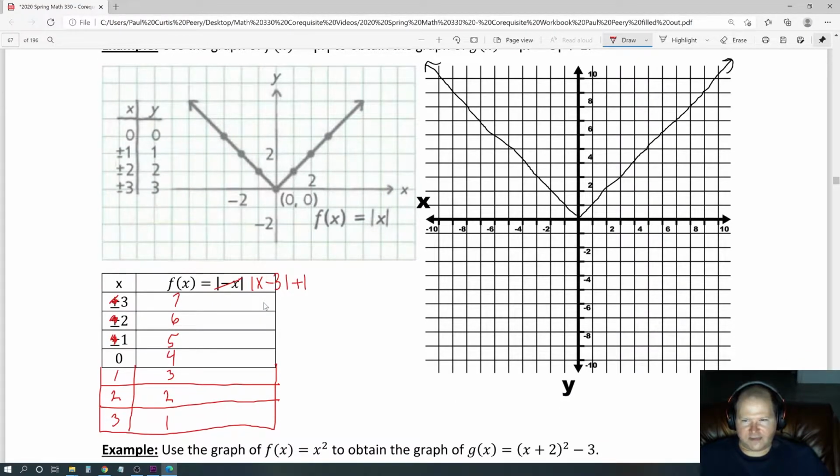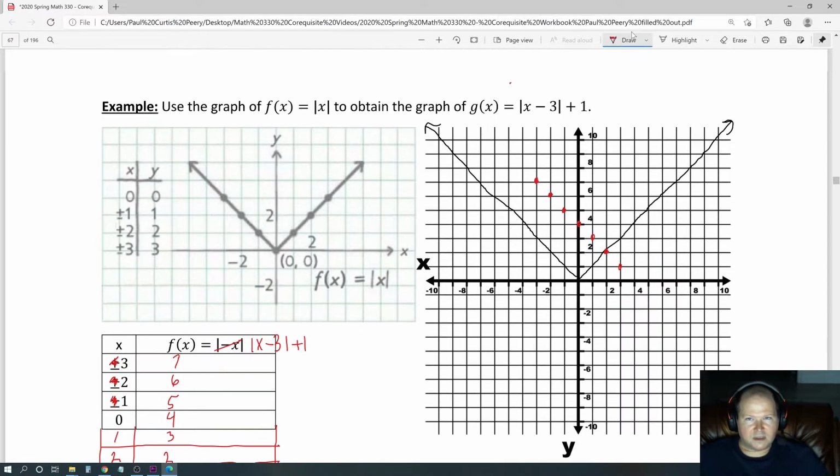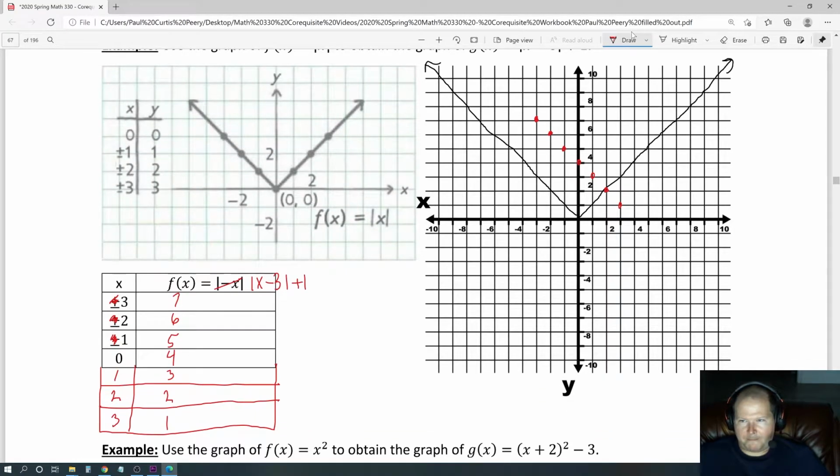So negative 3, positive 7 would be right about there. We would say negative 2, 6. So negative 2, 6 is right there. It's like here, here, here. And if we would have had more points, we would have found this pattern right here. There we go. So we would have found this pattern right here.